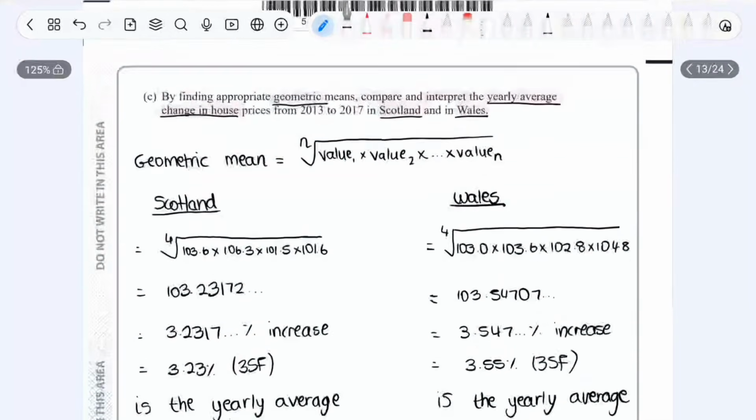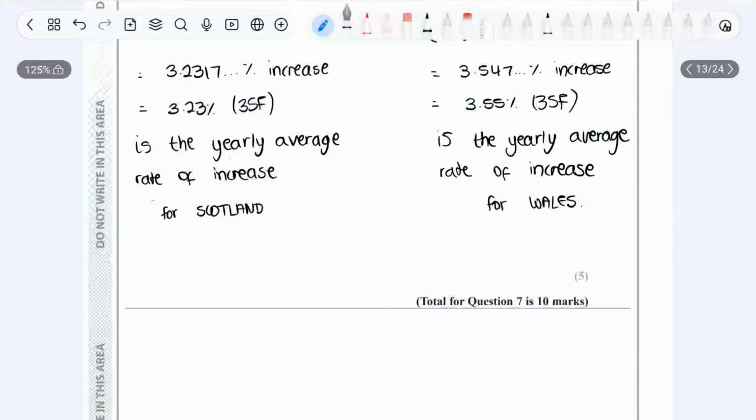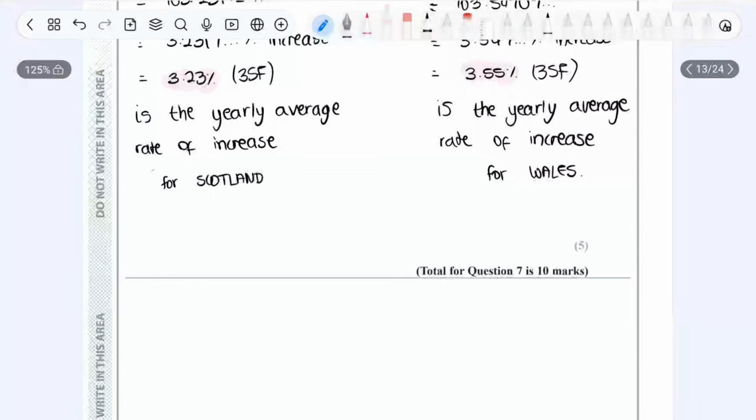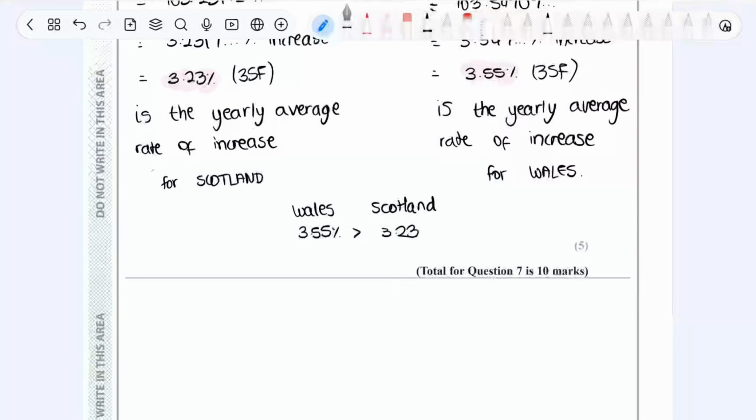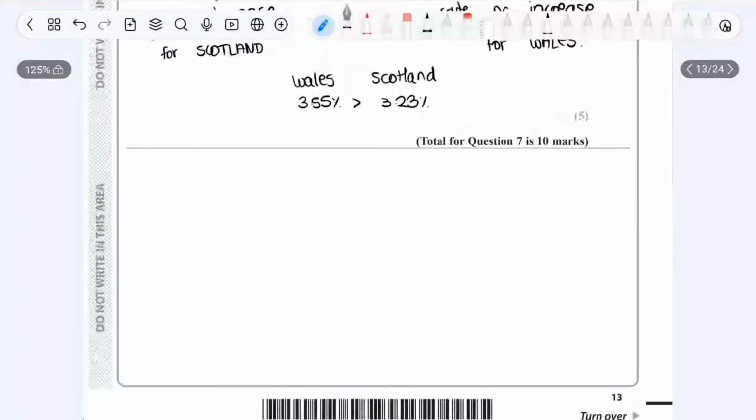Now we need to go to the compare and interpret. So we need to compare these. The values we've got are 3.23 and 3.55. Now the easiest thing to do is just compare which one is bigger, and that is Wales. So Wales, which has a 3.55% average yearly increase, is greater than Scotland, with a 3.23% increase. Now, what does this suggest? That the yearly average rate of increase in Wales was greater than in Scotland. So I'll write that down now.